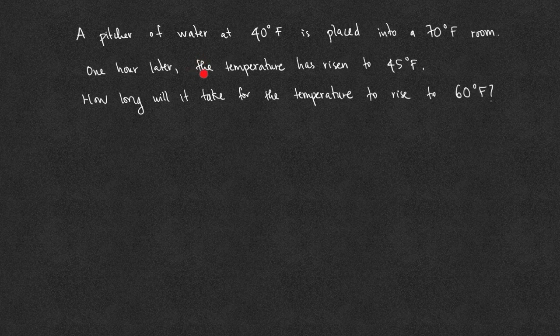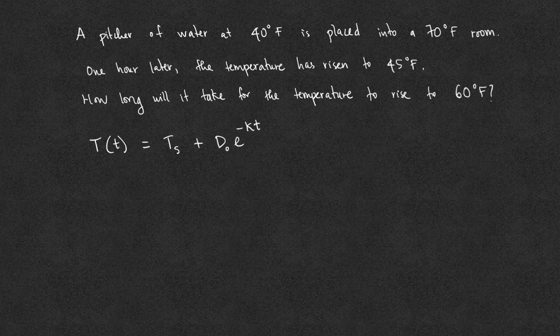This is a version of Newton's law of cooling, except that in this case, the water temperature has risen, meaning that we're going to use the alternative Newton's law of cooling, which is Newton's law of heating. The equation is the same: T of t, the temperature at any time, is the surrounding or ambient temperature, plus D sub 0, the difference between the initial temperature and the surrounding temperature, times e raised to the negative kt.